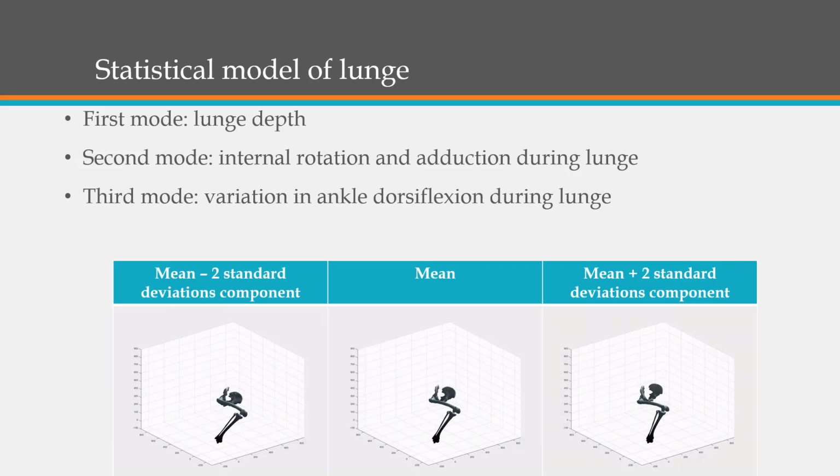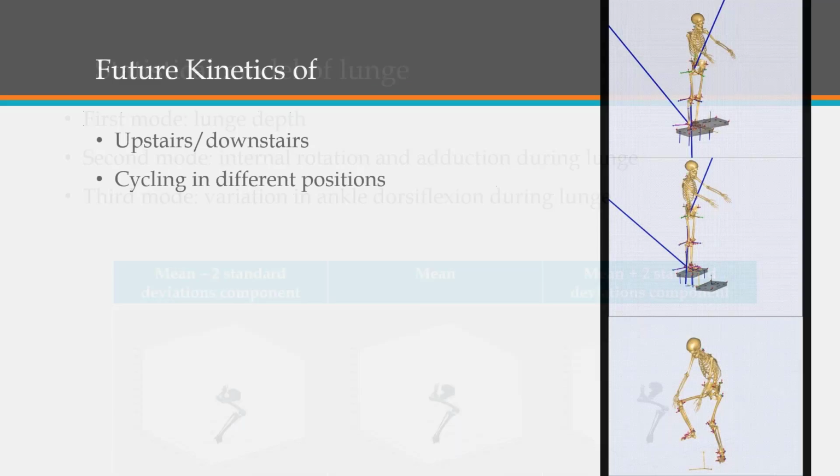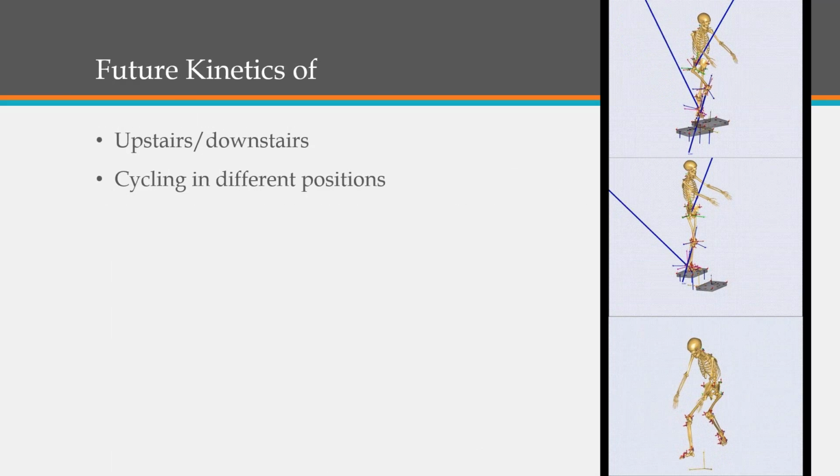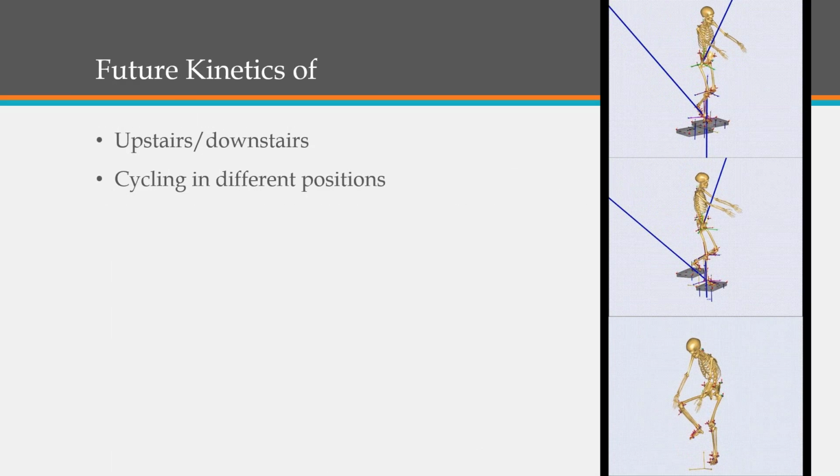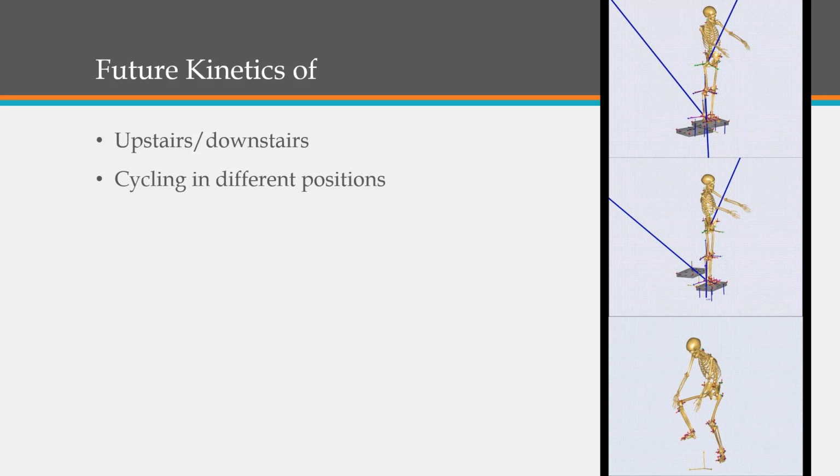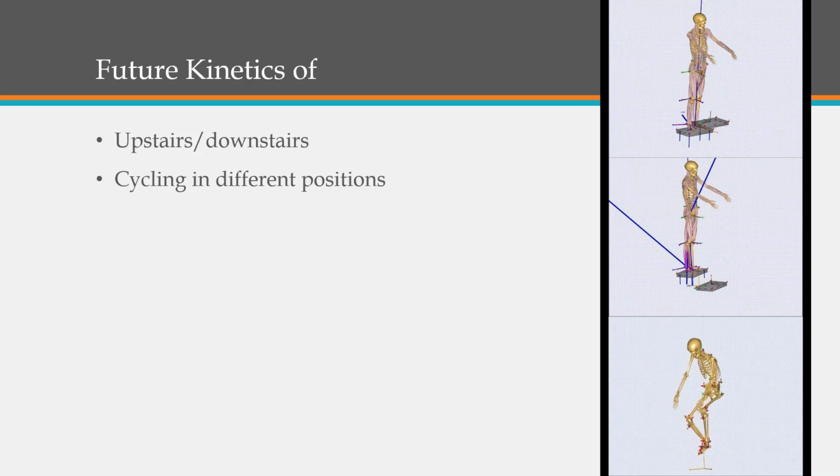Each of these modes has a decreasing amount of variation within the models that they describe. So the first modes are the ones that represent most variation within our study group of people that did the lunge gesture. We built a statistical model of the lunge. We also did it of the squat. We are also looking into the kinetics of some other motions, taking steps and ascending stairs, descending stairs.